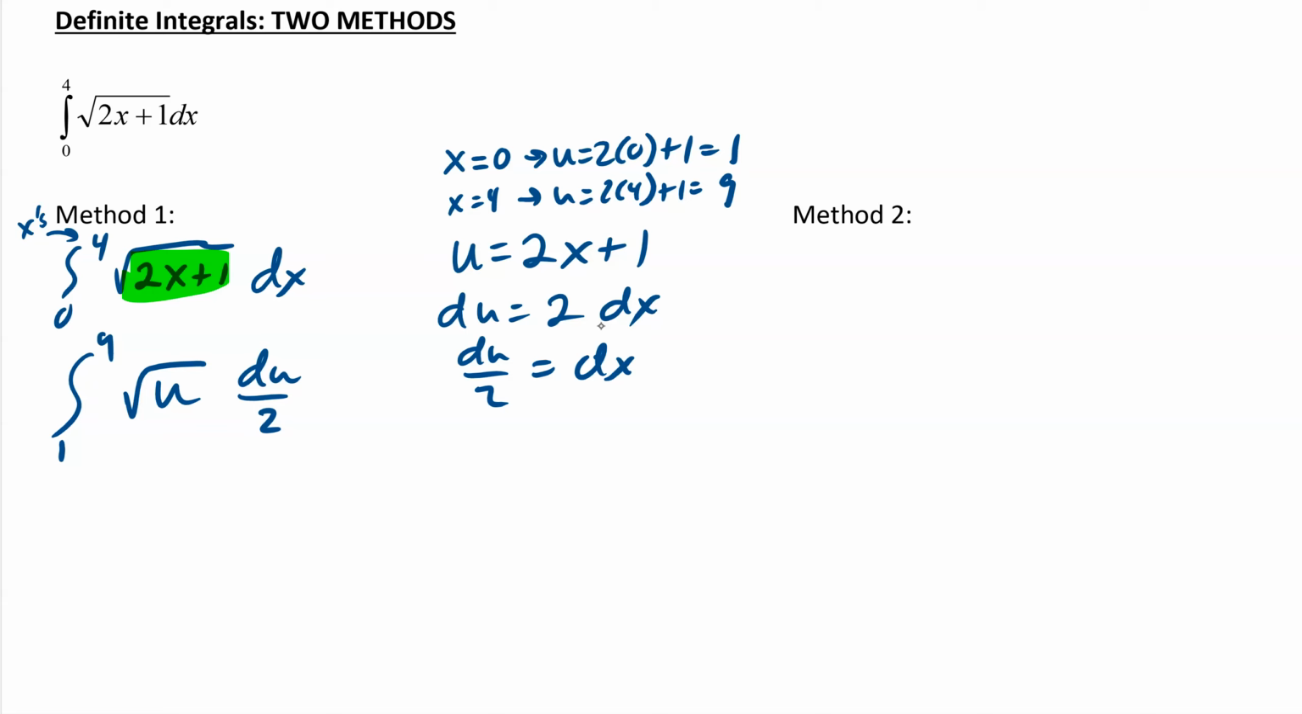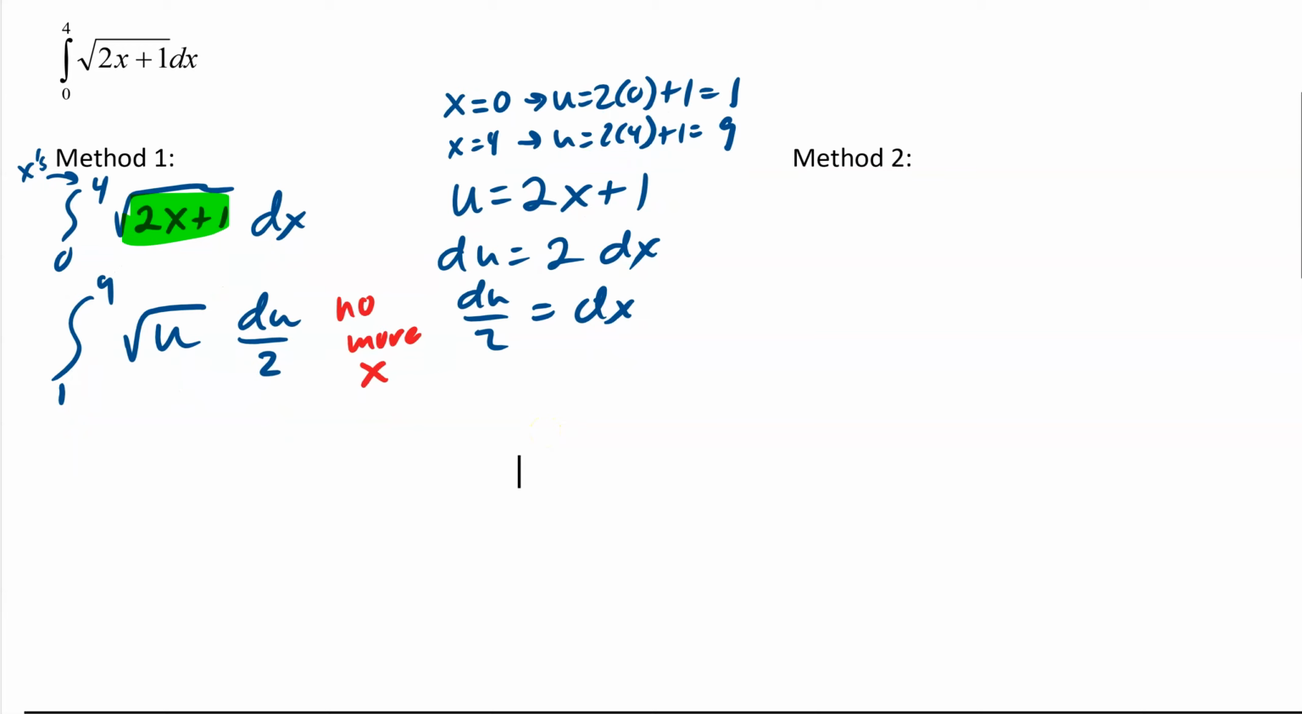Now we're done with x forever. No more x. We don't want to go back and look at it anymore. It's all u. These are definite integrals, so we're not getting a function at the very end, an antiderivative. We're getting an area. So we now rewrite it: 1 to 9, u to the 1/2, put a half here, du.